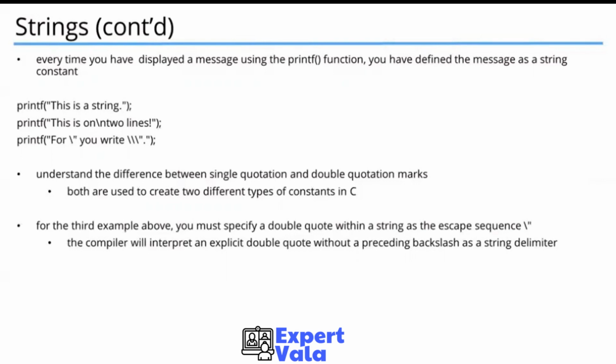The compiler interprets an explicit double quote without a preceding backslash as a string delimiter. Every other time you use a double quote, it's the beginning and ending of a string. But what if you wanted to display it? Then you just put the backslash in front of it, and it will tell the compiler, hey, this is not actually ending the string.